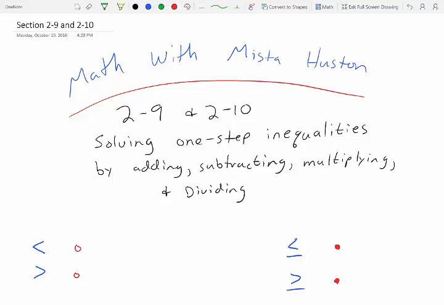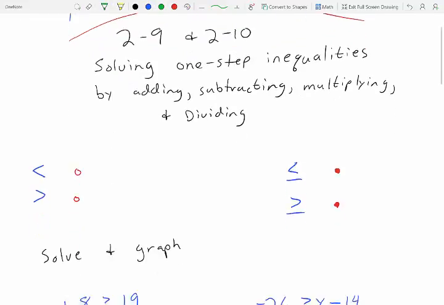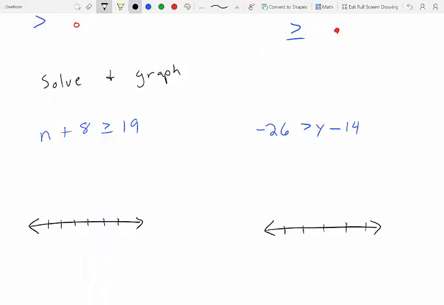Today we're going to do section 2-9 and 2-10, solving one-step inequalities by adding, subtracting, multiplying, and dividing. So down here we have review. We just want to remember that if we have a less than or a greater than sign, we graph it with an open circle. If we have a less than or equal to or a greater than or equal to sign, we graph it with a closed dot. Down here we have our two beginning problems. We're going to have to solve and graph these.